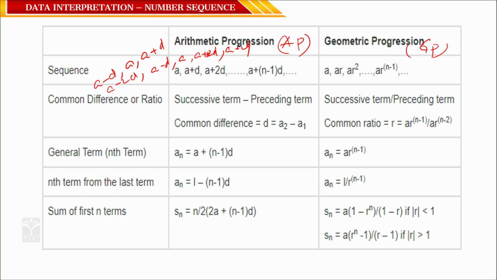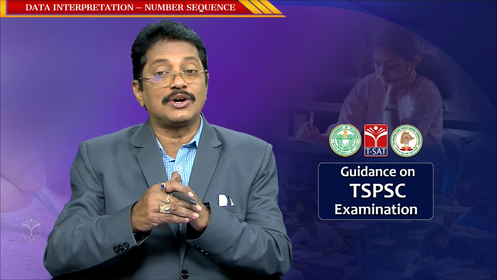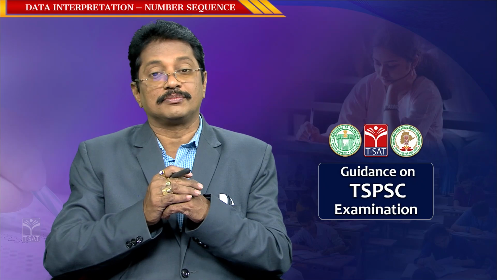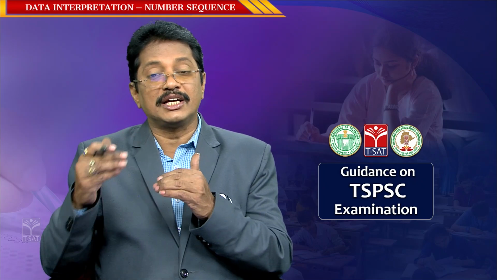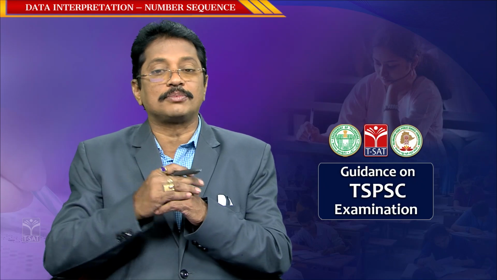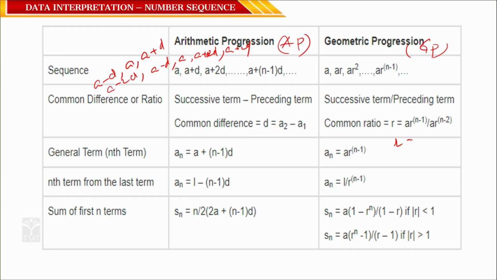And common ratio, in geometric progression we call it a common ratio. Common ratio means it is a ratio of the preceding term and successive term. Means if A1, A2, A3 and so on is a geometric progression, then R is equal to A2 by A1, whereas here D is equal to A2 minus A1. That's the difference between arithmetic progression and geometric progression.